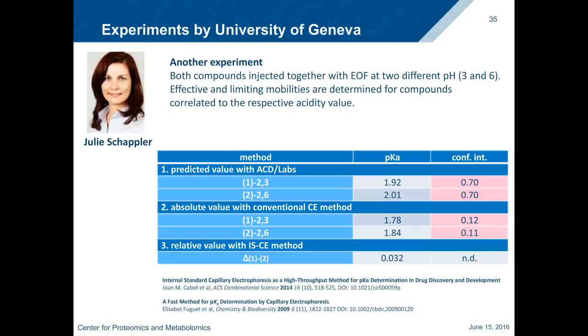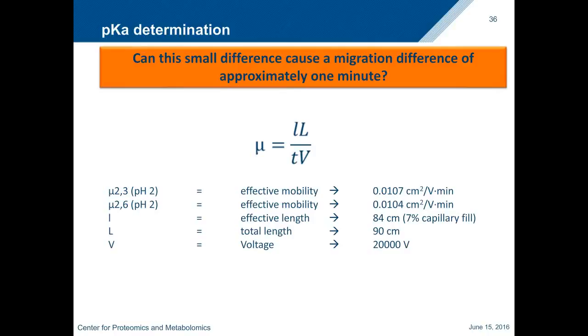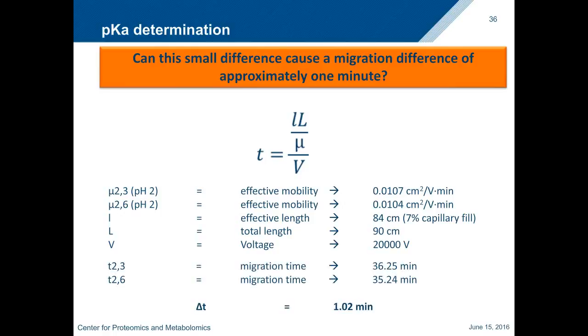However, it's really small. So we thought, can this small difference really cause such a big migration difference of roughly 1 minute? So then we need to have a look at this formula, where you can define the effective mobility. However, we already had the effective mobility, so we could arrange this formula and make it more comparable for our own methods. So we could define the effective length of our capillary, or total length of our capillary, and the voltage that we apply. So doing that and having our effective mobilities of the different linked sialic acids, we could determine that the migration time for the 2,3 should be around 36.25 minutes, or for the 2,6, it should be around 35.24 minutes, showing that indeed the small difference in pKa can really show a difference of 1 minute.